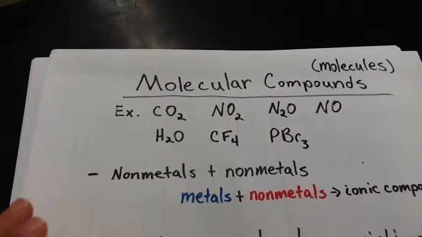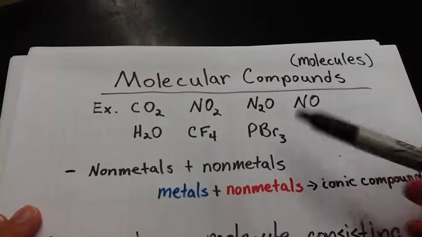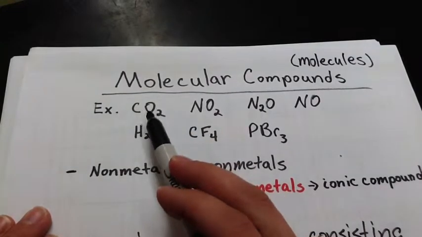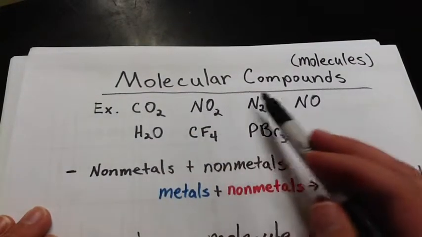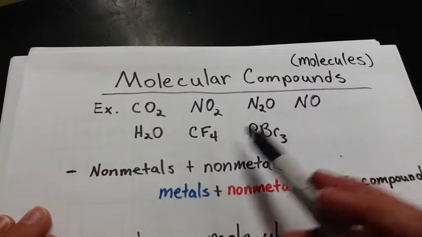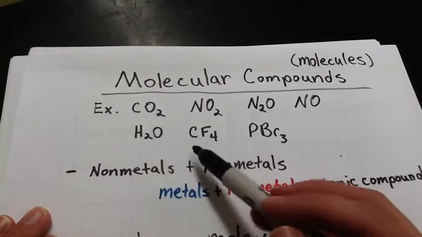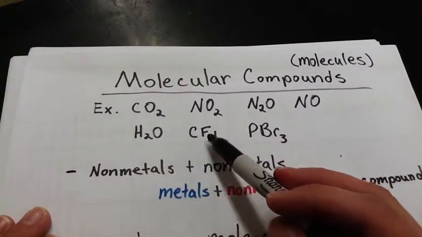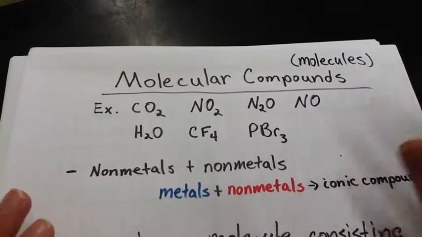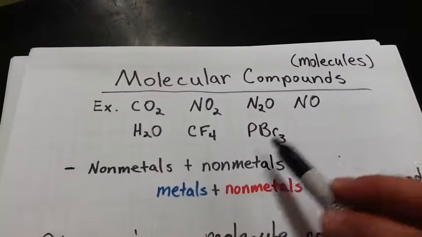Okay, so we're back on molecular compounds, and we have examples here. We're going to look at molecular compounds a little closer. We have carbon dioxide, nitrogen dioxide, dinitrogen monoxide, nitrogen monoxide, water, H2O, dihydrogen monoxide, carbon tetrafluoride and phosphorus tribromide. Now, don't worry about the names. That's not the important thing, because you'll learn to name these later.